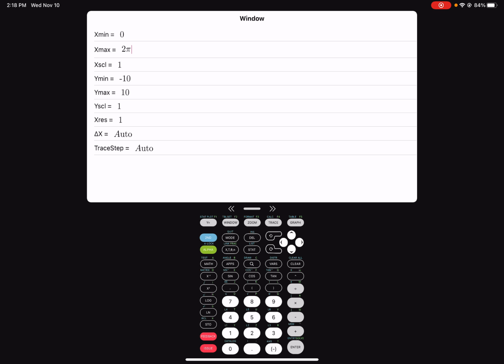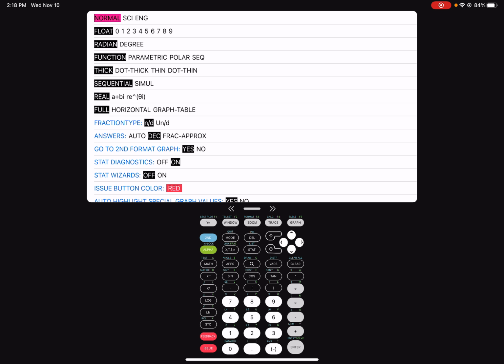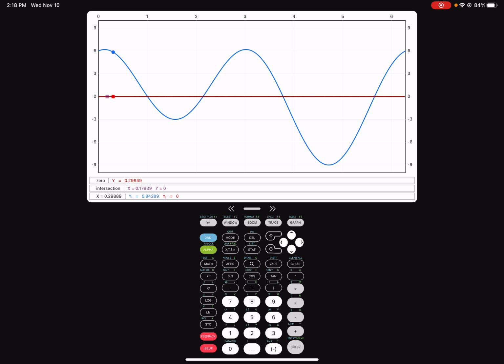The other thing I want to make sure is that I'm in radian mode, because I'm doing sines and cosines. I don't want to be using degrees. So if I hit mode, I go down to radian degree and I make sure radian is highlighted. Now I can look at the graph and there's a lot going on, right?